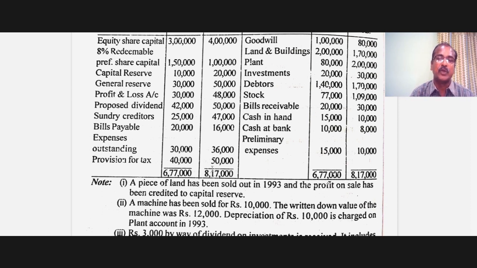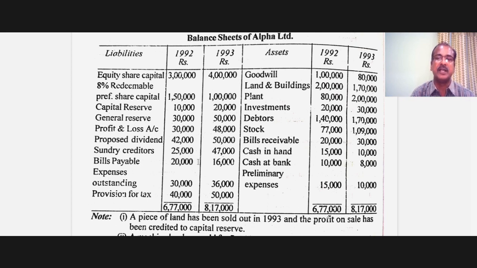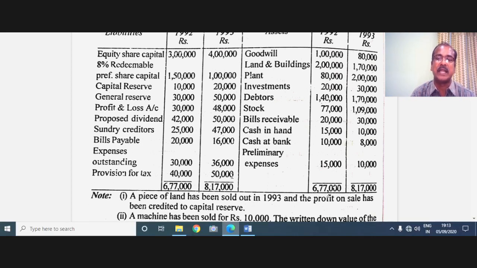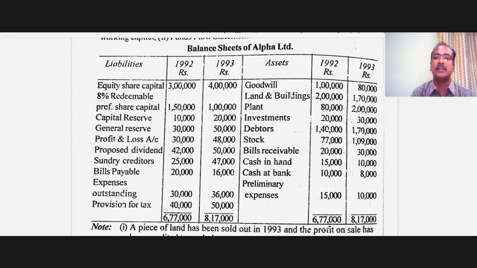Provision for tax. You can either prepare a ledger account or you can go for an alternative: the provision for taxation of 1992 has been paid this year, and the provision for taxation for the year 1993, which amounted to 50,000, has been created this year from the current year profit and loss account. Goodwill, you find there is a reduction in the value of goodwill, 20,000, which is nothing but goodwill written off. Again, it will be taken over to the adjusted P&L account, because this is a non-operating expenditure.